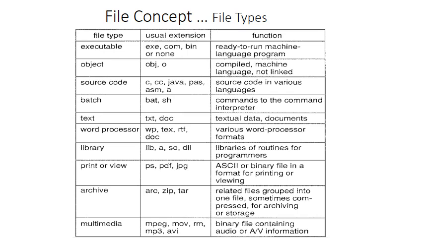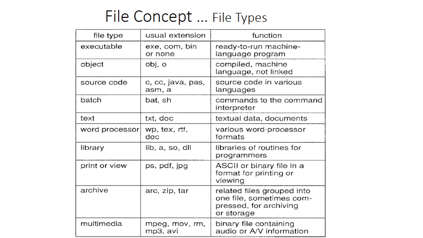Next is the object file type. It may have the extension as .obj or simply .o. It is actually a compiled machine language, but it is not linked to any of the routines. Then we have source code. It may have the extension as .c, .cc, .java, .cpp, .py, and so on. So it represents the source code in various languages.